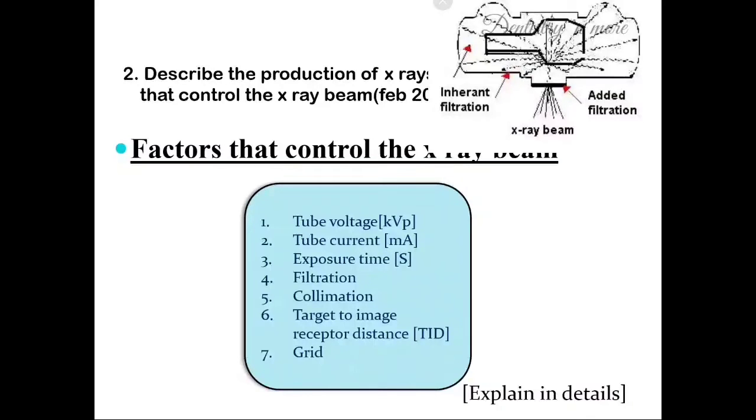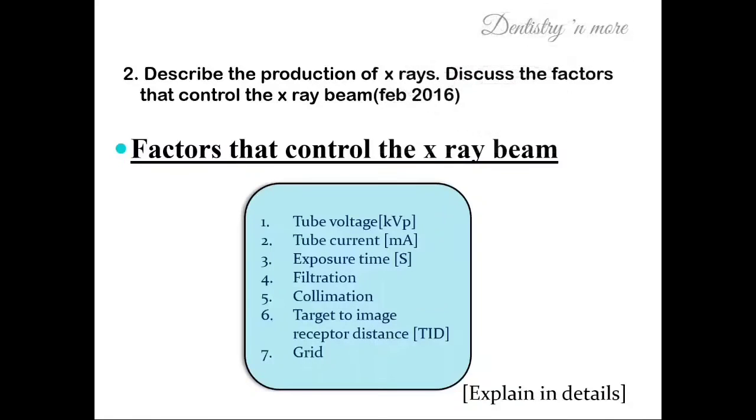So for the total filtration, around 1.5 mm of aluminum is used for a machine operating at 70 kVp. In high voltage machines, the thickness is increased, that is, 2.5 mm of aluminum discs are utilized.